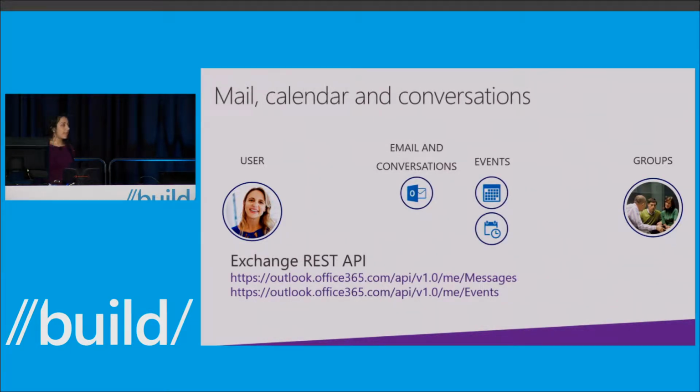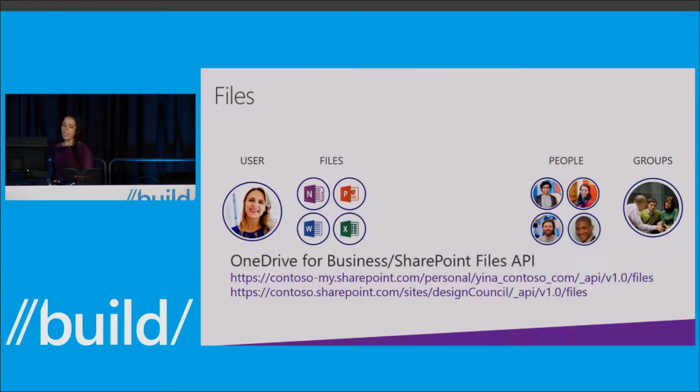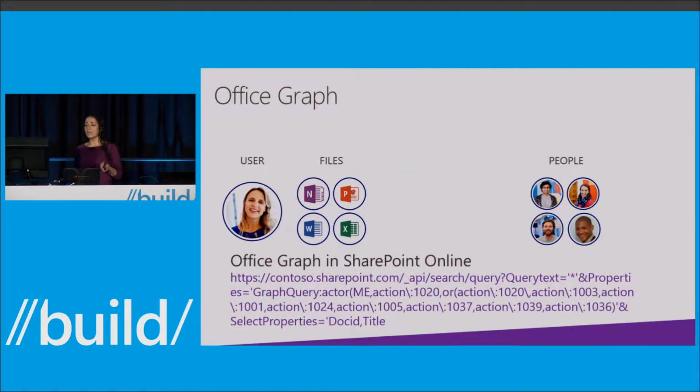Same thing for mail, calendar, and conversations. They're underneath the Exchange service, so you'll have to go to the Exchange endpoint in order to get them. If you want to access files in OneDrive, whether they are OneDrive for Business or SharePoint, then you have to find out what is the endpoint that you have to go and interact with, and then call that API directly. Same thing if you want to get the insights and relationships from the Office graph.